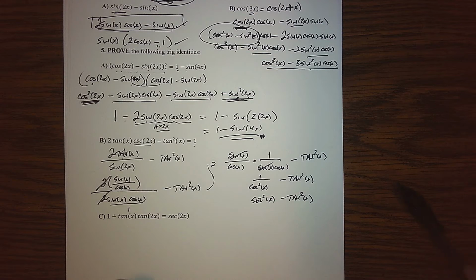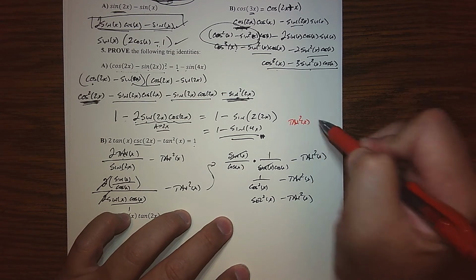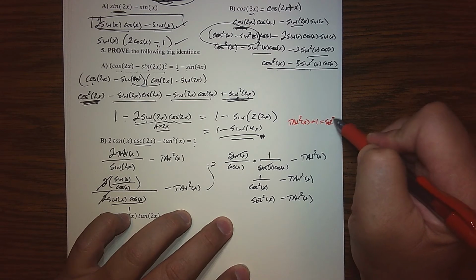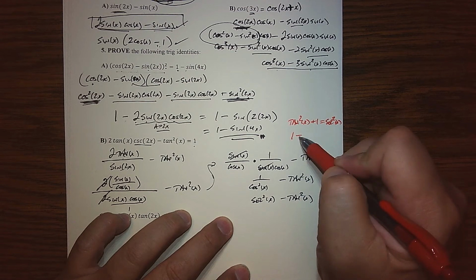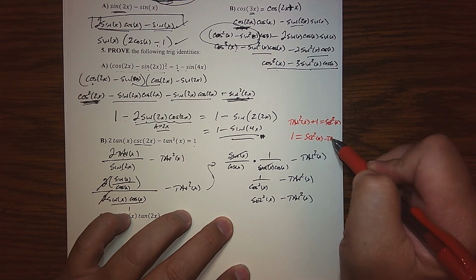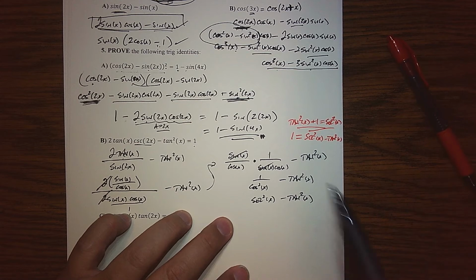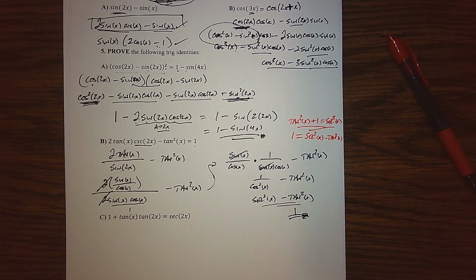Let me write it in red, because we know from our Pythagorean identities that tangent squared x plus 1 is equal to secant squared x. So if I subtracted this, we know that 1 is equal to secant squared x minus tangent squared x. So if we rewrote that Pythagorean identity, this is basically equal to 1. Alright, so there you have it.